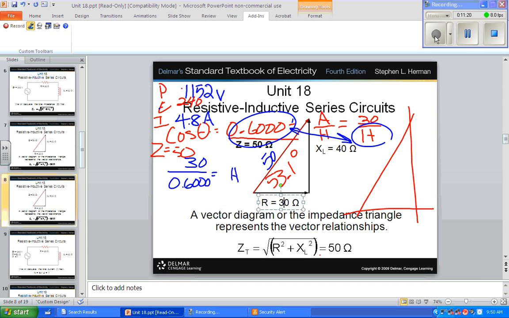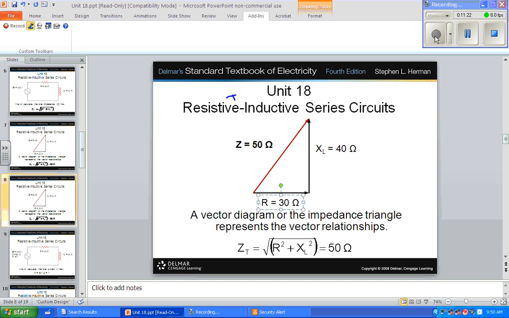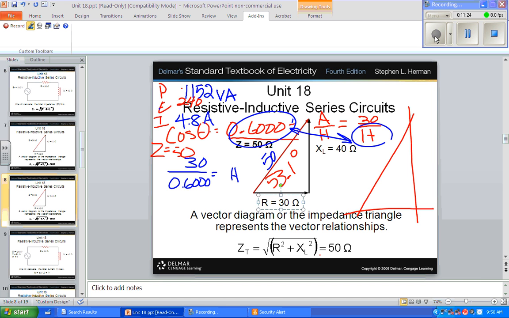And is that watts? 1152 VA. So what do we do with that information? That's our apparent power. What angle is this right here? 53.1 degrees. Okay. If that angle is 53.1 degrees, what is the cosine of that angle?